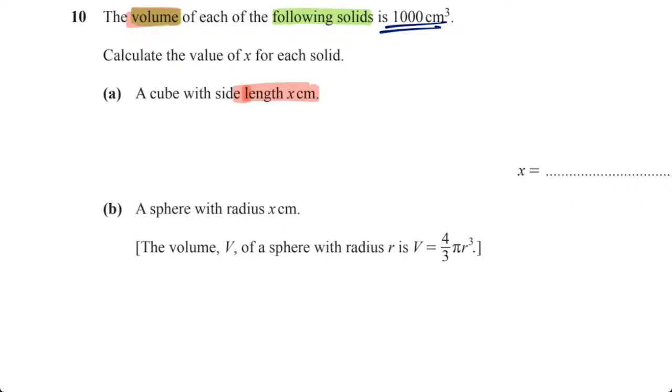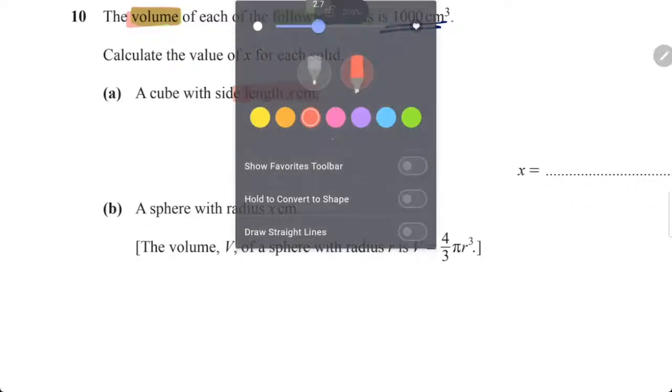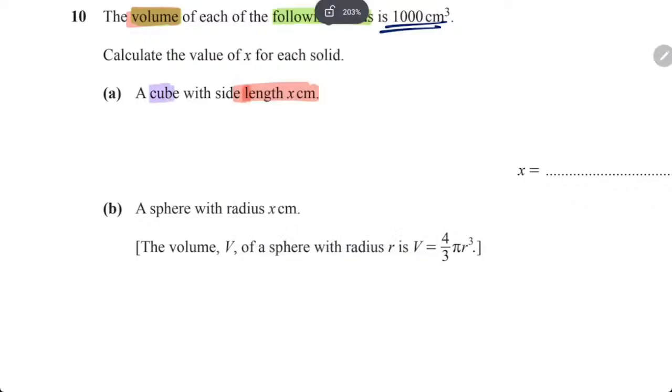So all you have to do is look at which solid they mention. And before you even read their question, write the formula. So don't even read their question. It's a cube. They said volume, then they say the word cube.